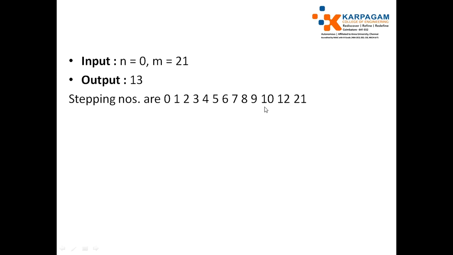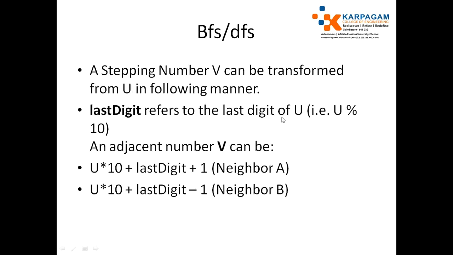So when I take 1, I need to get definitely the combinations which are all possible for 1: 1 with 0 or 1 with 2. Here, a simple logic is, if my input value is 1, then 1 into 10 plus last digit, which remains 1, so it is 10 plus 1 plus 1, either 12 might be a neighbor. Another is 1 into 10 plus 1 minus 1, so the answer is 10. So either 12 or 10 might be an answer with respect to 1.